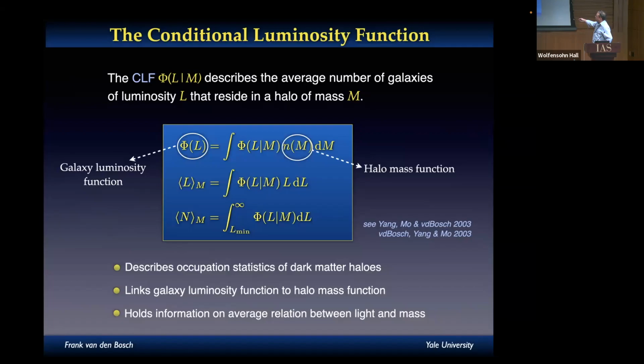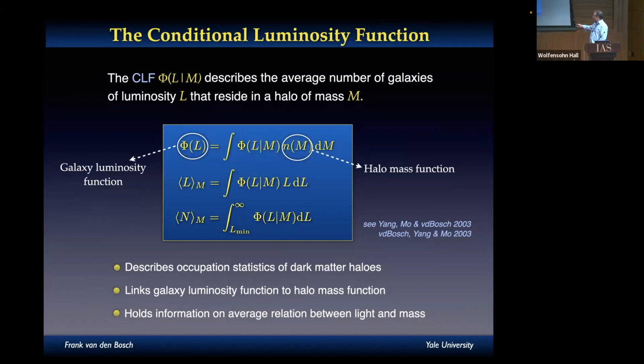This then tells me how many galaxies of luminosity L each of those halos hosts on average. If I integrate that over all halo masses, I get the number density of galaxies of luminosity L per co-moving volume. That's an observable global galaxy luminosity function. This is the halo mass function, which we think we know for a given cosmology. And you see that the conditional luminosity function links those two things together.